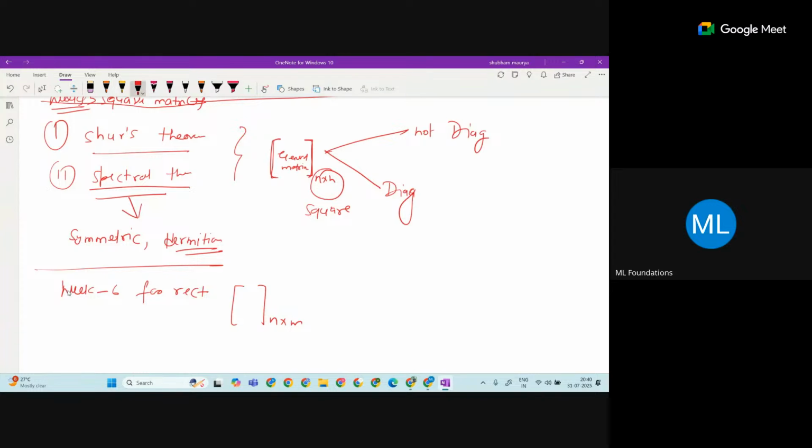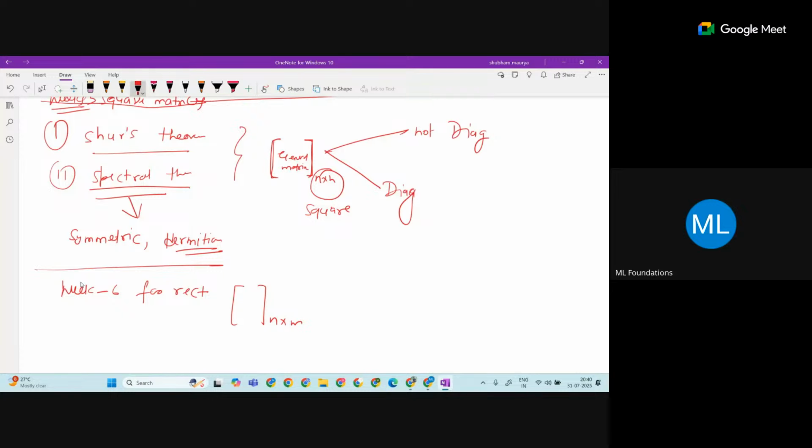SVD is for any rectangular matrix. Let me give the differences, lots of differences here. These theorems, everything for weeks 5 and 6, are about wanting to simplify our matrix. We want a different appearance of the matrix, but a simplified version.